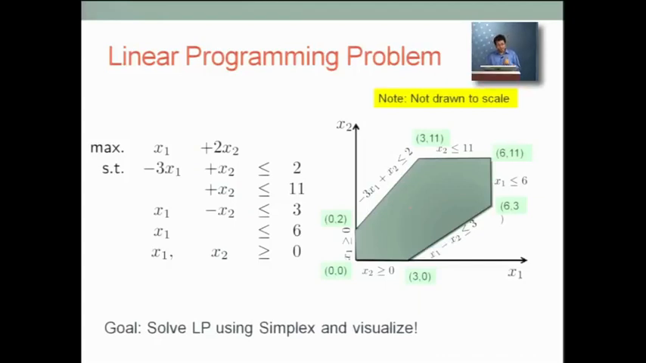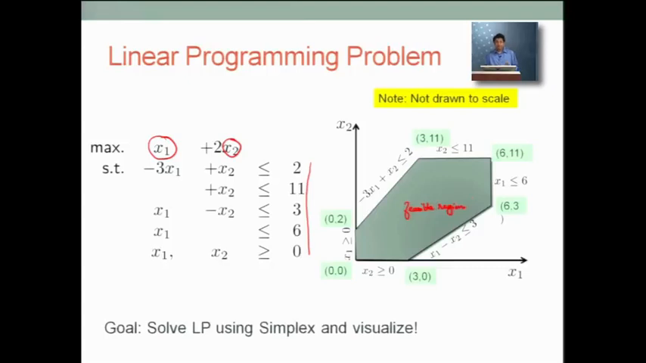Okay, so let's start with a linear programming problem. I'm going to keep it simple, and I'm going to keep it two-dimensional. So there are two variables in this linear programming problem, x1 and x2. We are asked to maximize x1 plus 2x2 subject to these constraints here. I'm not going to read them out, but I'm going to show these constraints visually. This is a drawing of the polyhedron. That's the feasible region. So the feasible region is right here.